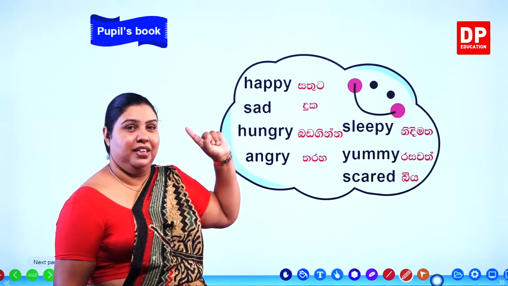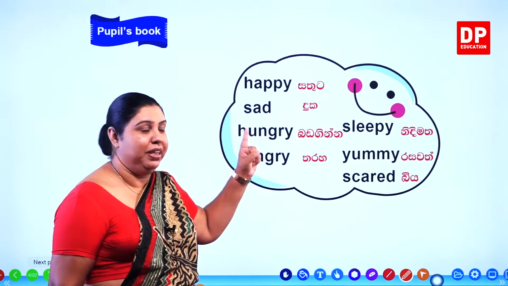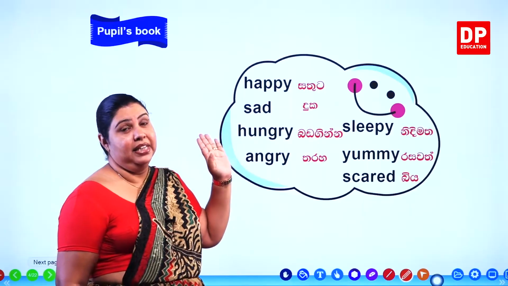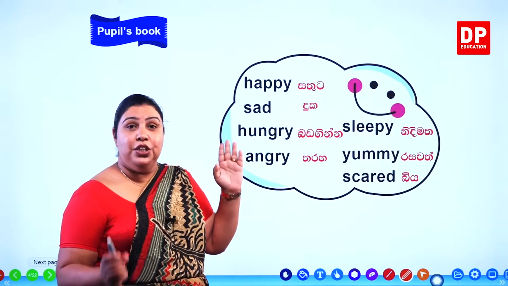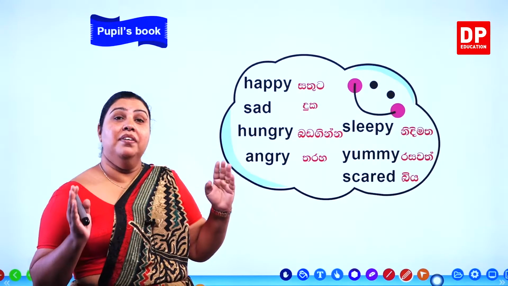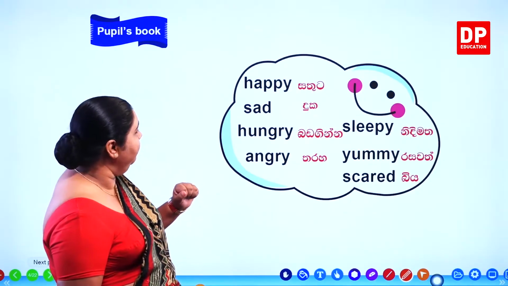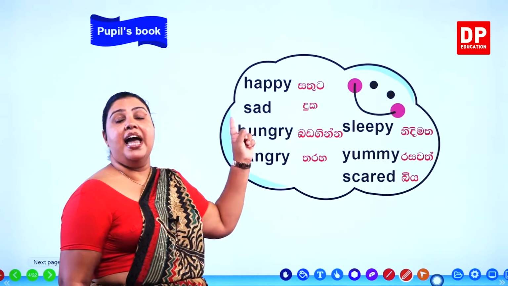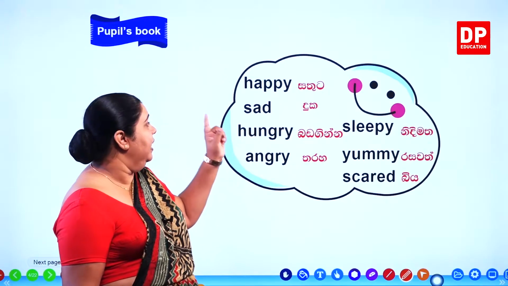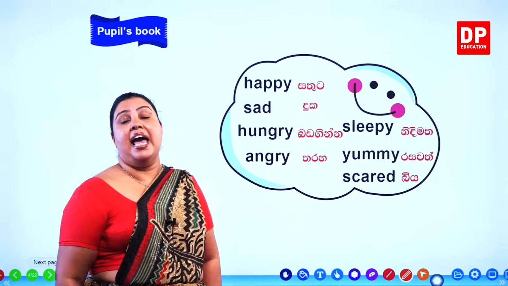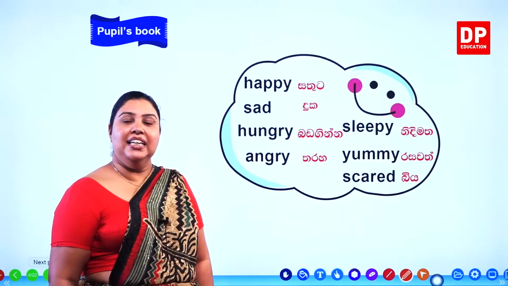HAPPY. Happy. That is how you spell the word happy. Now you must learn these words. Learn the spelling so you can use them when we do our workbook activities. Then we have the word sad. Sad. S-A-D. Sad.